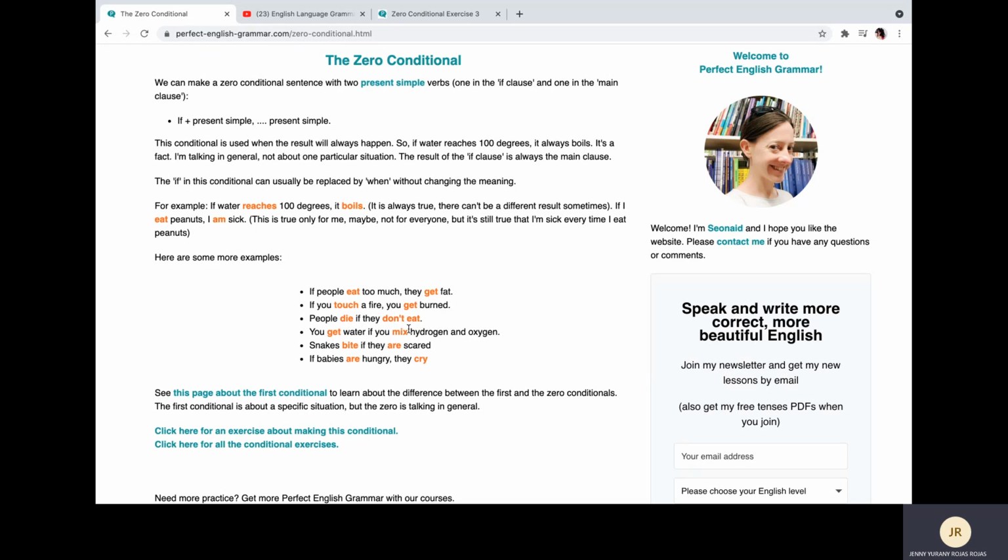You get water if you mix hydrogen and oxygen. Entonces usted obtiene el agua cuando mezcla el hidrógeno con el oxígeno. Snakes bite if they are scared. Entonces las serpientes, snakes, muerden si se sienten asustadas. If babies are hungry, they cry. Entonces, si los bebés están hambrientos, ellos lloran.